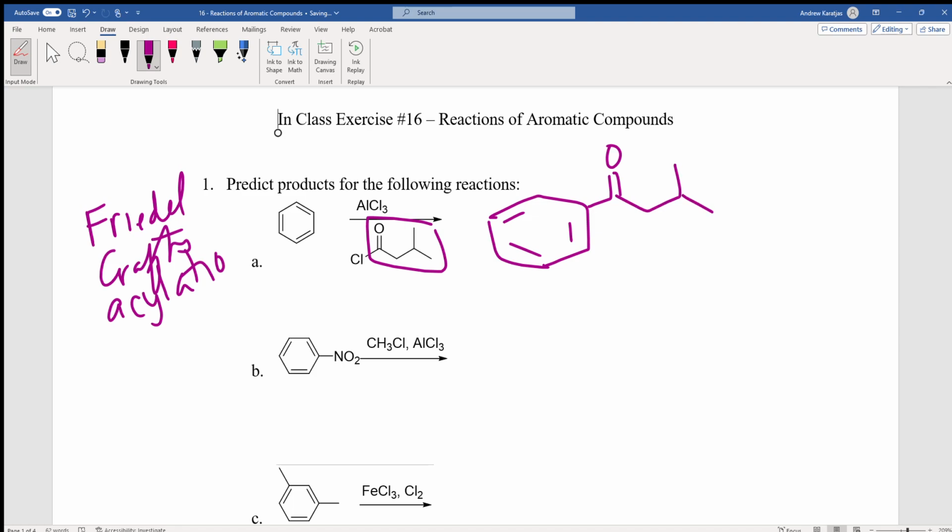Part B, based on the presence of the aluminum chloride, that would indicate that again we have a Friedel-Crafts reaction going on. In this case it's an alkylation because we have an alkyl halide as opposed to an acid chloride. But Friedel-Crafts reactions do not work well in the presence of electron withdrawing groups. With the nitro group on our aromatic ring, we have a strongly electron withdrawing group, and so this reaction is not likely to proceed.